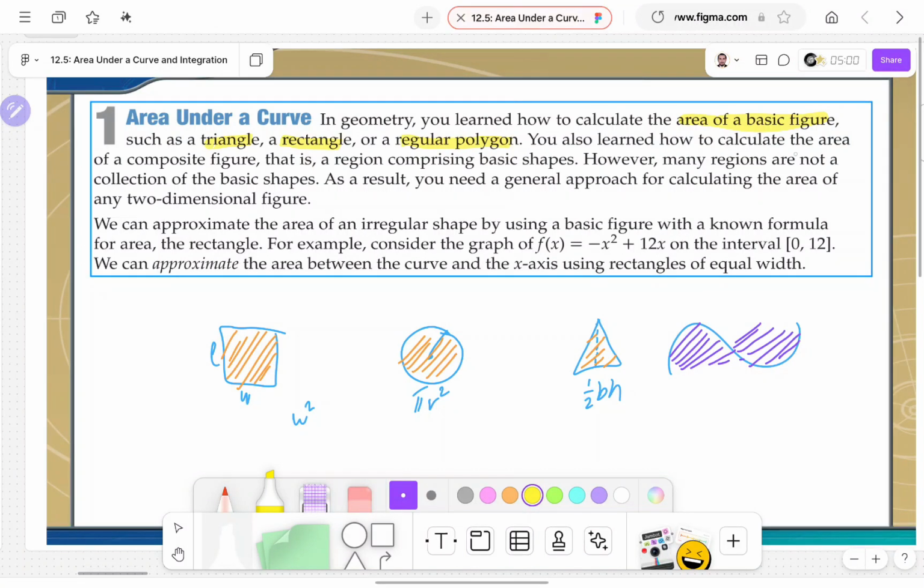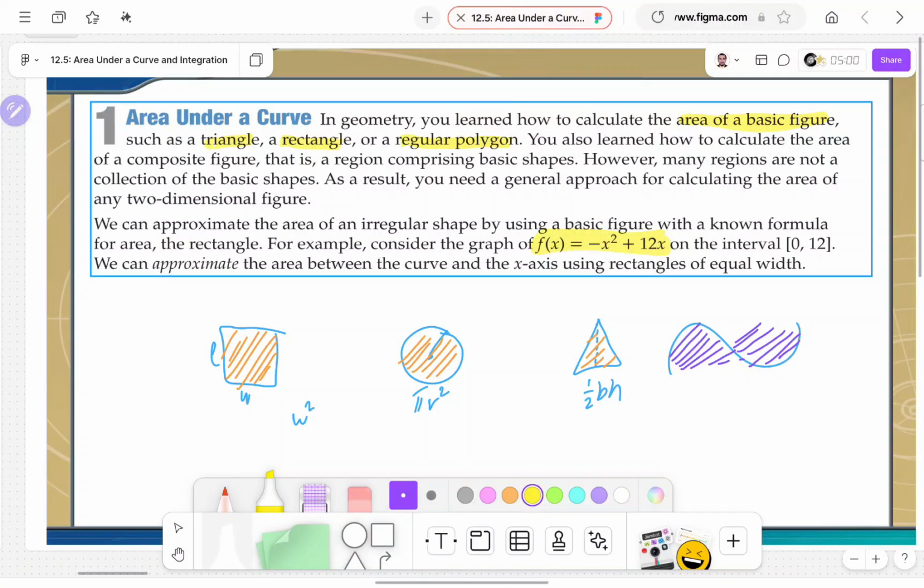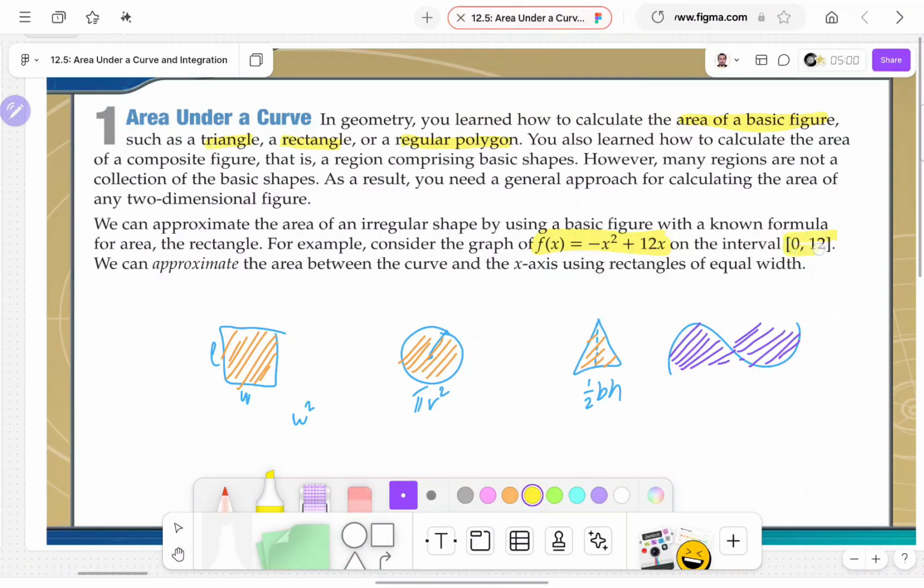Now you also learned how to calculate the area of a composite figure, that is a region comprising basic shapes. However, many regions are not a collection of basic shapes. As a result, you need a general approach for calculating the area of two-dimensional regions. So for example, let's say I have this equation here: f of x is equal to negative x squared plus 12x on the interval from 0 to 12. So I need to find the area for this shape.